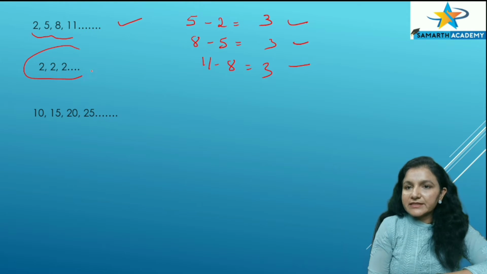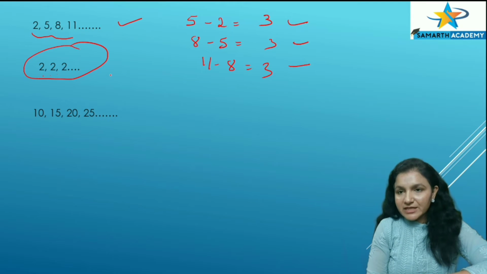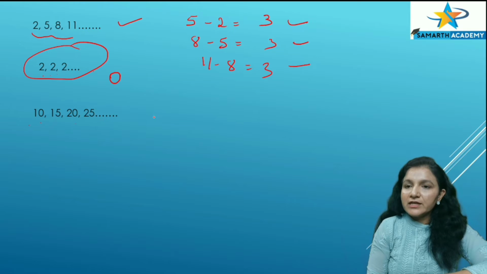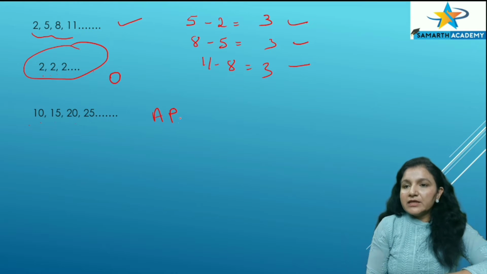If I consider this example, the common difference between these given numbers is 0. Therefore, it is an AP. Consider the next example. Here the common difference is 5. As I can see 10, 15, 20, 25, all the given numbers differ by a common difference 5. So it is an AP.